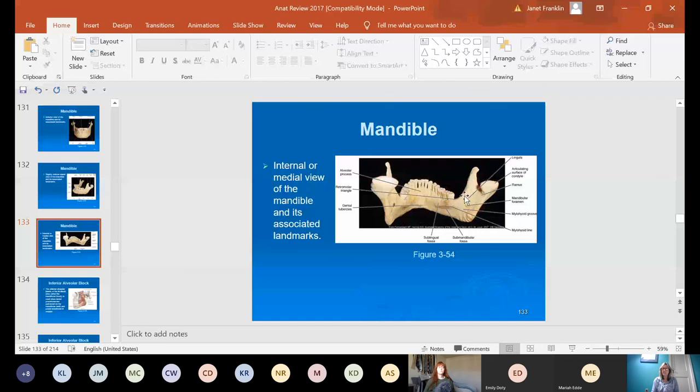You've got genial tubercles, which sit down here. You can see them on radiographs often. Your sublingual fossa is right here under the tongue. And your submandibular fossa sits behind it and down lower on the mandible. It sits right below your mylohyoid line back here. So you can see there's your mylohyoid line. It forms like a ridge. And there's your submandibular fossa.